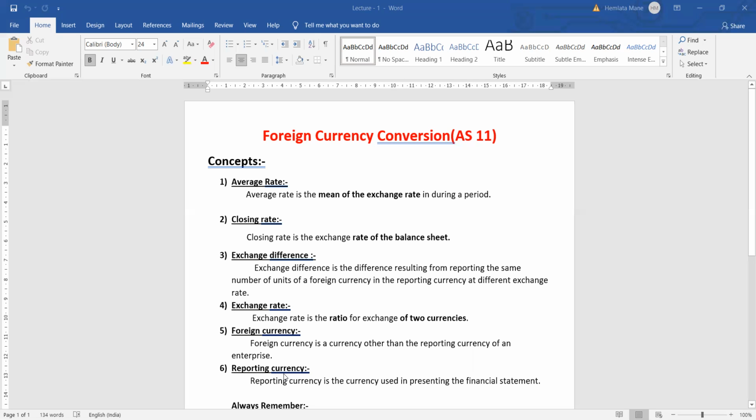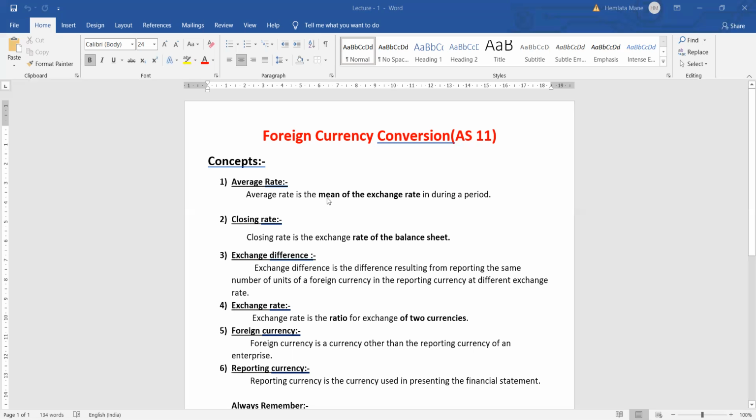Clear? All six concepts. First is average rate. Average rate means opening rate plus closing rate. Opening rate means when your financial statements start. Suppose they start on 1st April, then the rate of 1st April is the opening rate. Suppose your financial statements close on 31st March, then the rate of 31st March is the closing rate, and opening rate plus closing rate divided by 2 gives the average rate. Closing rate means rate of the balance sheet.